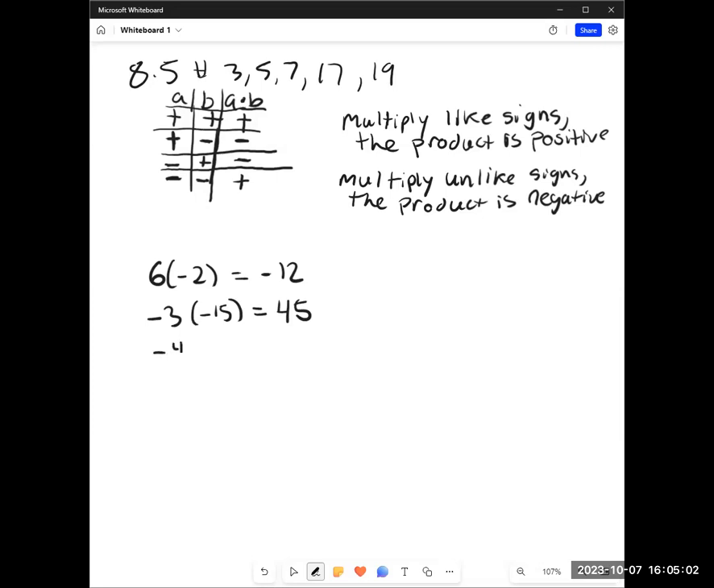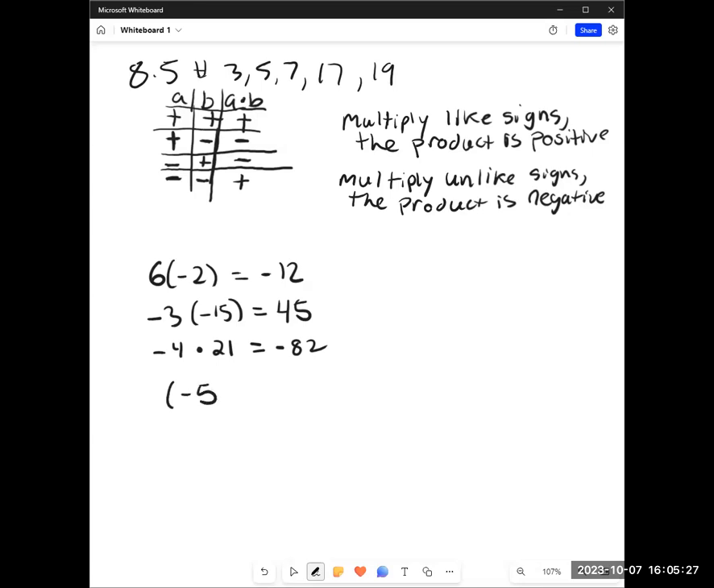I have a negative 4 times 21. They're unlike signs, so it's going to be negative. 4 times 21 is 84. This also works with exponents, which is what we're going to do for the next two problems here. But we've got to remember our order of operations.